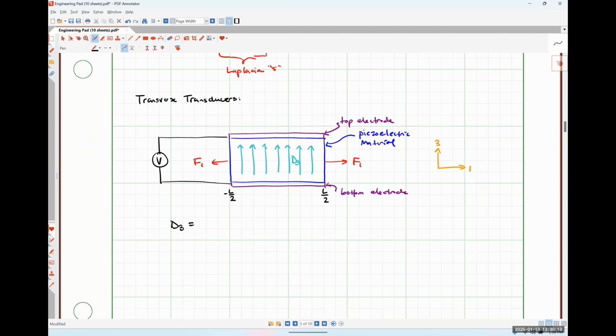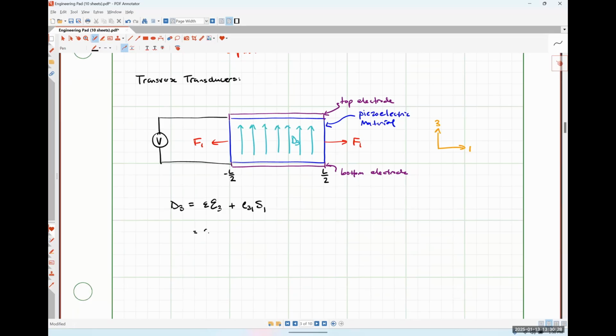We would have D3 is equal to epsilon E3 plus E31 S1, which we could express as epsilon E3 plus E31 du1 dx1, where just as a note, u1 as a function of x1 is the material's displacement in the 1 direction at the location x1.